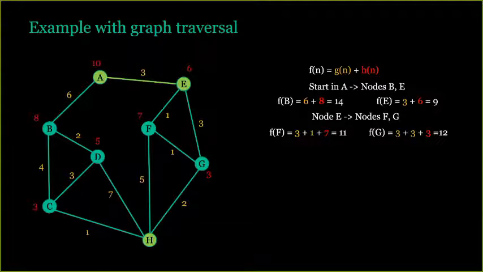So we have calculated the f functions for nodes F and G, and we are choosing the minimal one, which is node F. We are traveling from E to F, and now our starting node is F. We are repeating the previous steps, and we have 2 child nodes, H and G. Even though one of these child nodes is our goal node, we cannot go straight there because it may not be the shortest path.